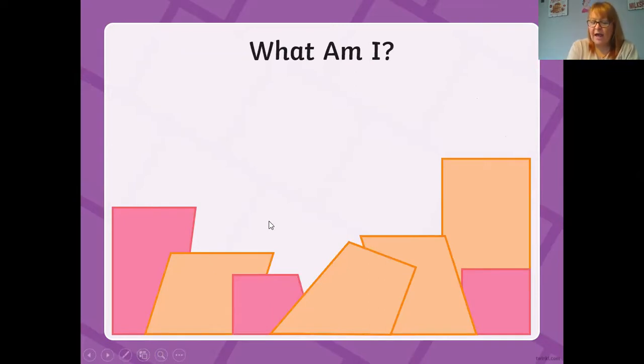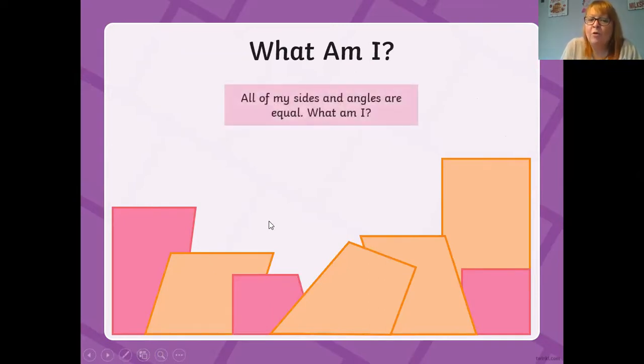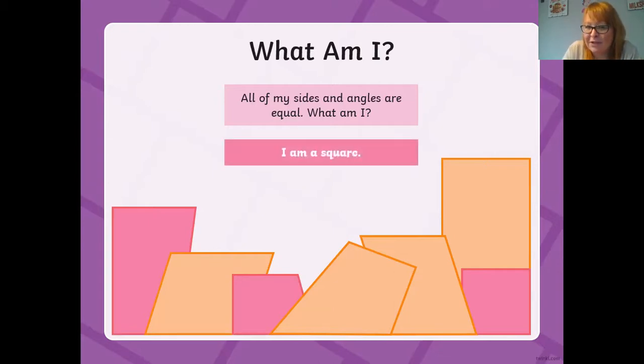So what am I? All of my sides and angles are equal. What am I? Shout it out. You can do that at home, not in school. Shout it out. Well done. I am a square.